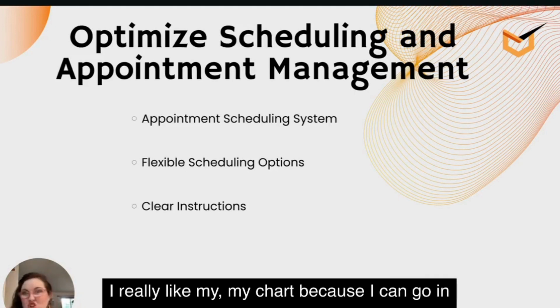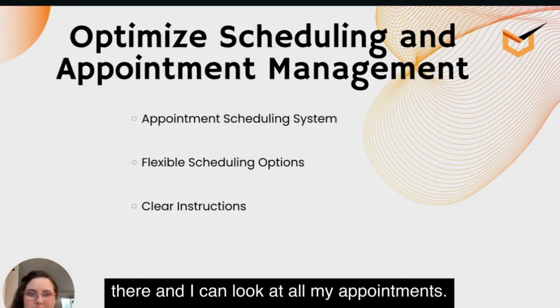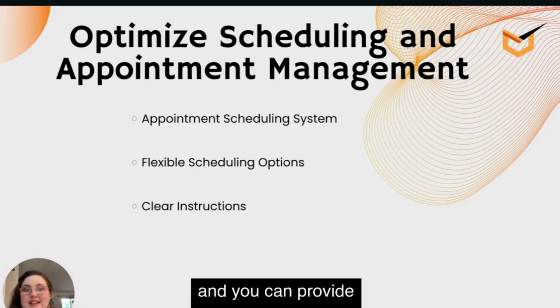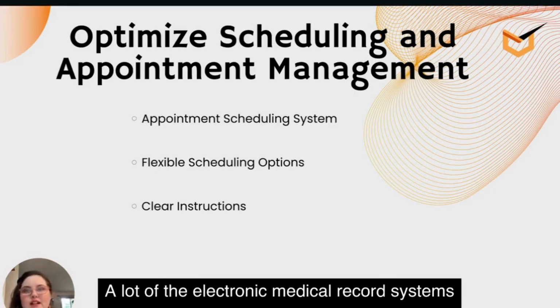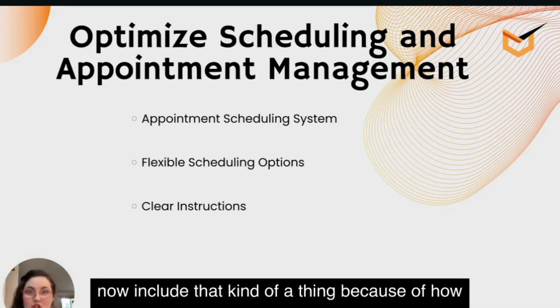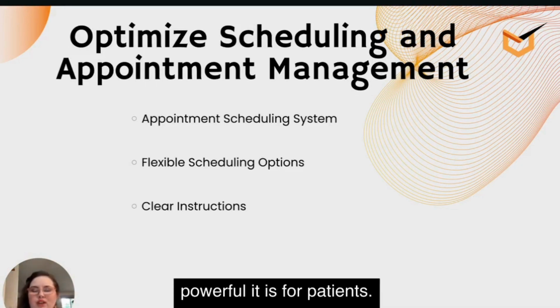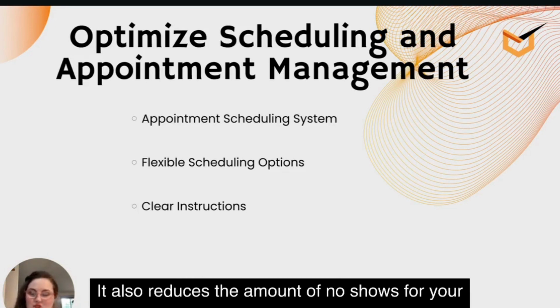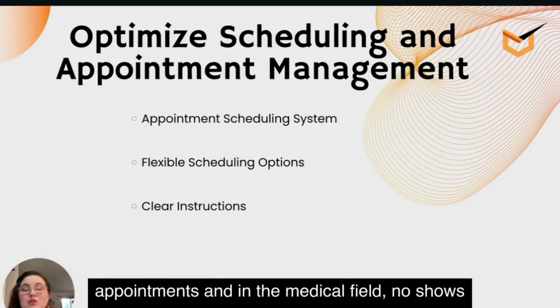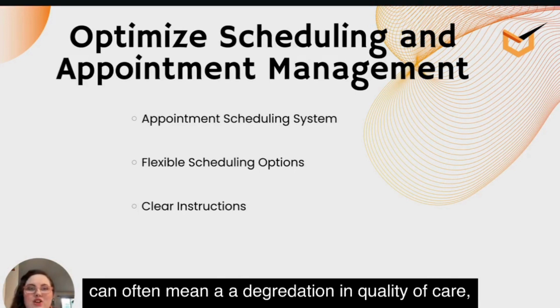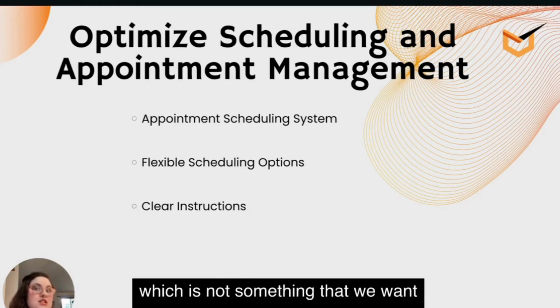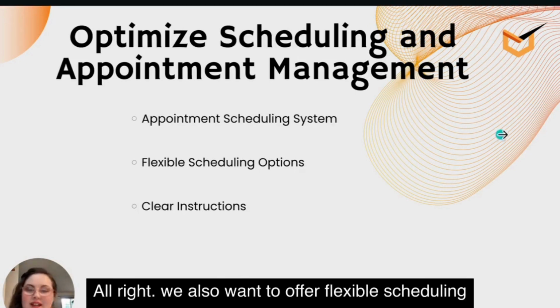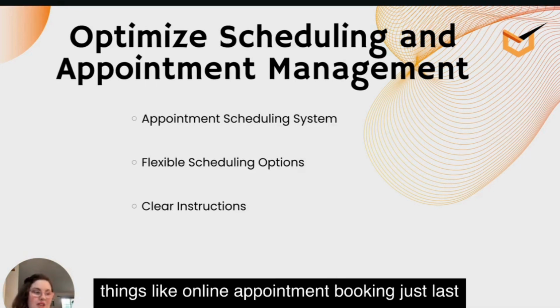I really like my MyChart because I can go in there and look at all my appointments, and you can provide something similar to MyChart. A lot of the electronic medical record systems now include that kind of thing because of how powerful it is for patients. It also reduces the number of no-shows for your appointments. And in the medical field, no-shows can often mean a degradation in quality of care, which is not something that we want.